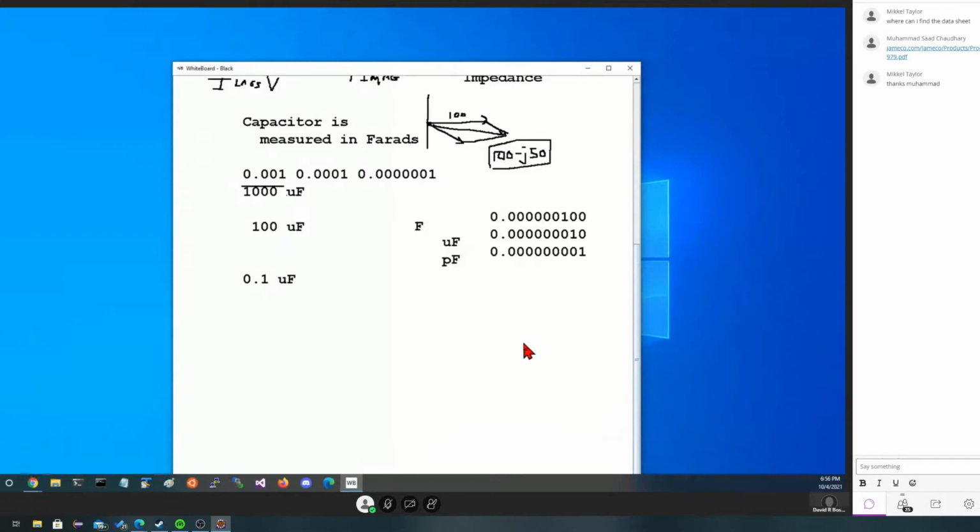Now, if we were to look at a capacitor in a circuit and we provided a steady voltage to it, what we're going to basically see is no voltage on the other side of the capacitor.